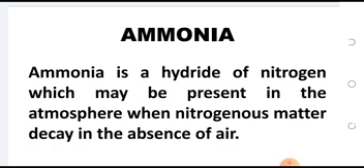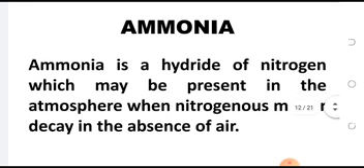Ammonia, this is the hydride of nitrogen. The formula is NH3. It may be present in the atmosphere when nitrogenous matter decays in the absence of air. It's not a normal or natural component of air. So if you pick a sample of air, you may not see ammonia there. And if you see ammonia there, usually it might be that there has been a decay of certain nitrogenous matter, whereby ammonia gas is being released in the atmosphere.